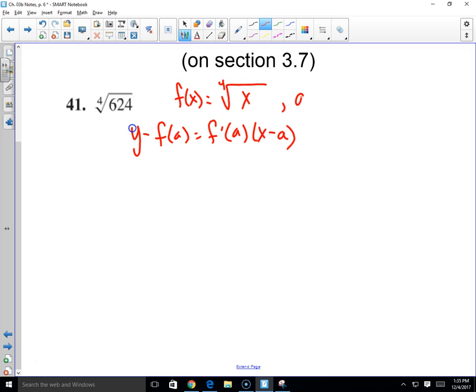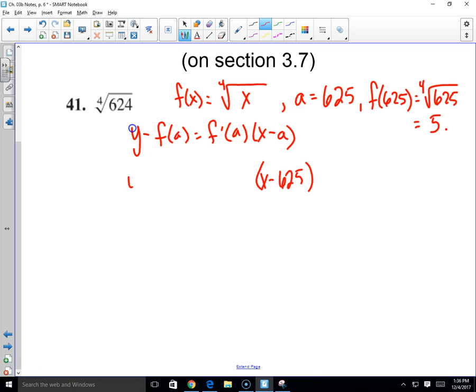Okay, what point do you think we're going to be using? What's close to 624 that has a nice perfect form? 625. The reason why we choose 625 is because its 4th root is perfectly 5. We don't know 624 yet, but we do know 625. The 4th root of 625 is 5. So we can already plug in 625 as our a, and the 4th root of 625 is 5.